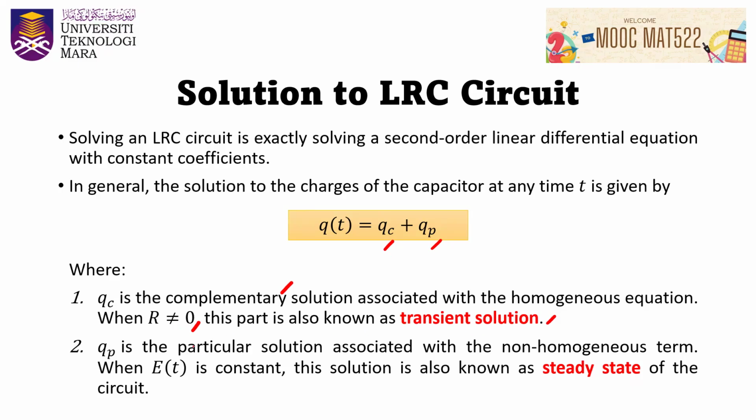On the other hand, Q_P is called the particular solution associated with the non-homogeneous term. When the electromotive force E is constant, this solution is also known as the steady state of the circuit.